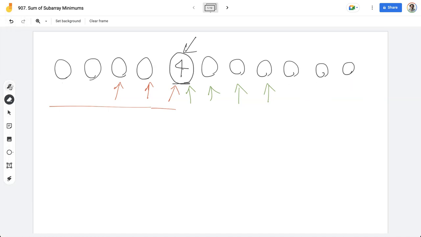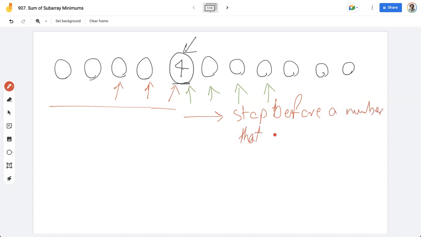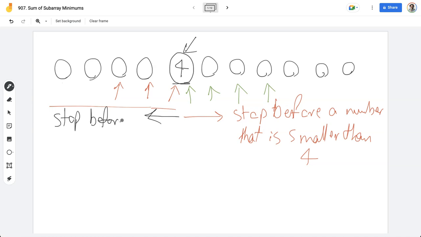So that means when we are going to the right, we should stop before a number that is smaller than 4. Does it make sense? And when we are going to the left, sorry for using so many colors, we should stop before a number that is smaller than 4.